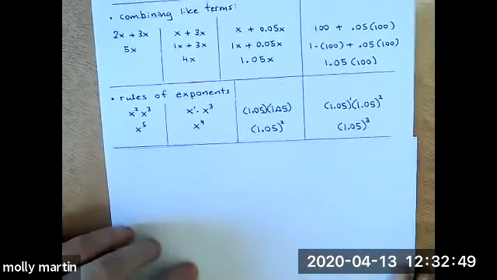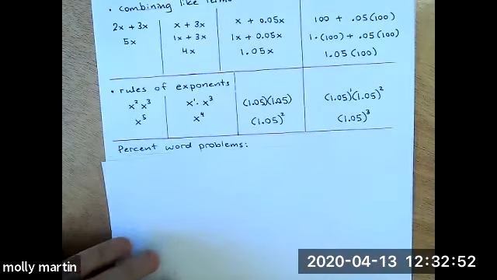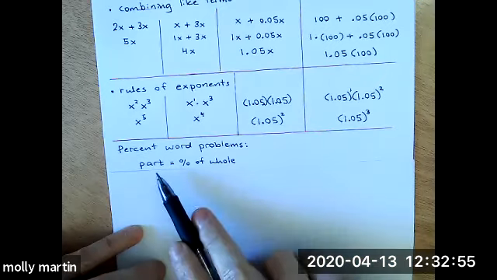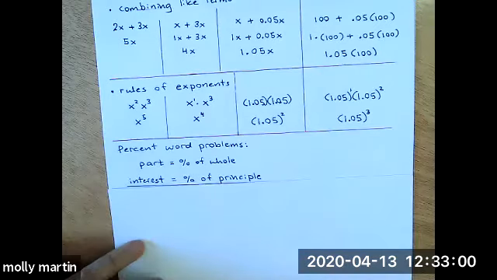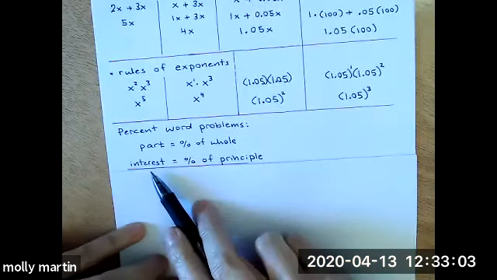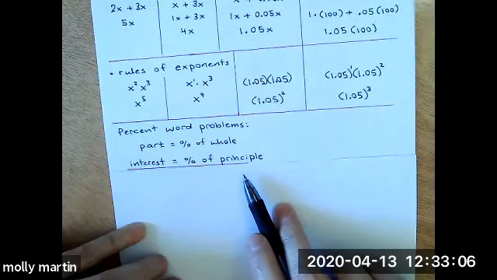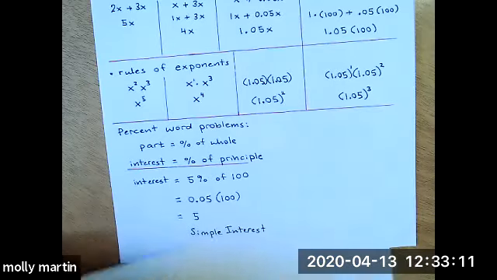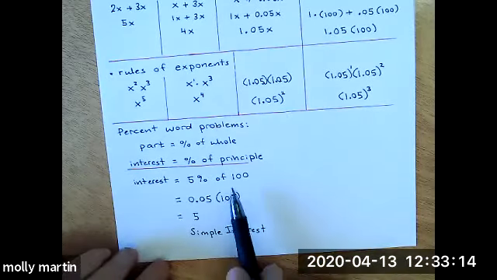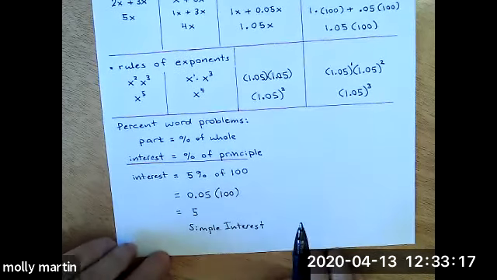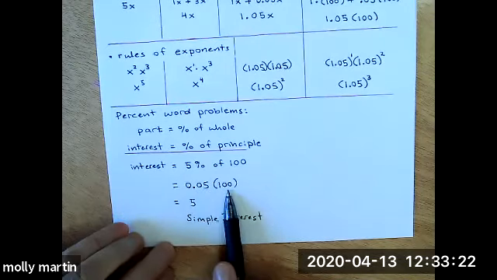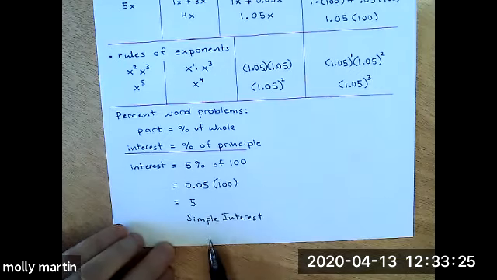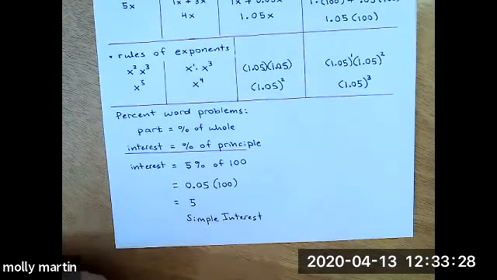So we're going to start with an example of a percent word problem. Part is a percent of a whole, and in this case, we're going to look at interest, which is a percent of the principal. The principal is the initial amount that's been invested. So when you invest $100 at 5% interest, the amount of interest you earn is 0.05 times 100, which is $5, and that's called simple interest.